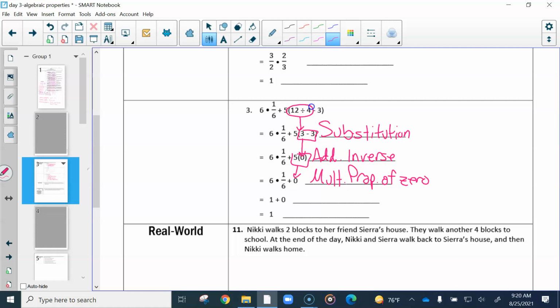From this step to this step, what changed? Felix. That was 6. Did it become 0 or did it become 1? Just 1. Yeah, one. Say that one more time. Multiplicative inverse. And then from 1 plus 0 to 1, what property would that be? Okay. Additive identity. Additive identity.